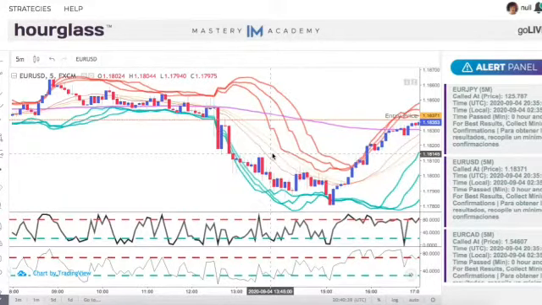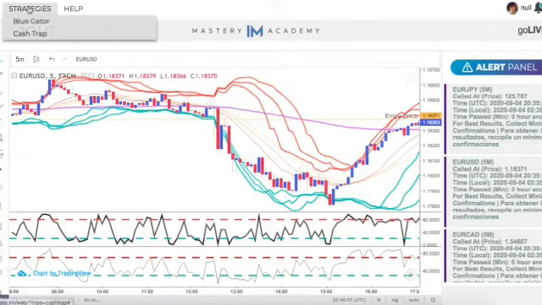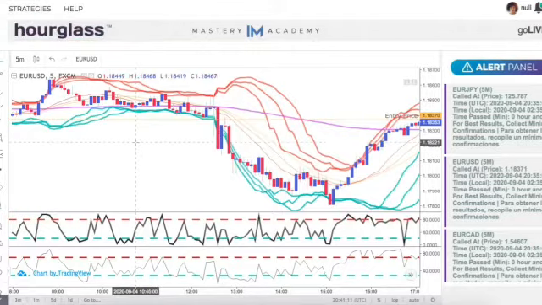Now that we've covered the 3 steps to trade success, and we've reviewed the importance of identifying either a consolidation phase or a trending phase, let's dive into the cash trap strategy, which is found on hourglass.im. So if you log into hourglass.im and come up to the strategies tab, you'll note that there are 2 different strategies, Blue Gator as well as cash trap. If you want to review Blue Gator, we have a separate video that will cover that strategy. In this video, we will be covering cash trap exclusively.